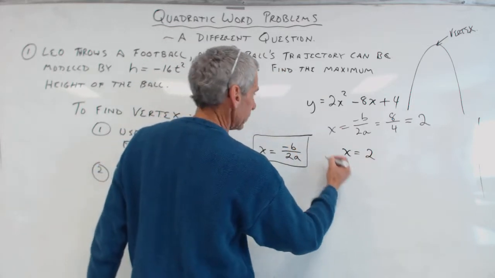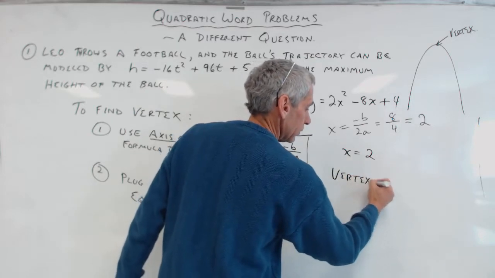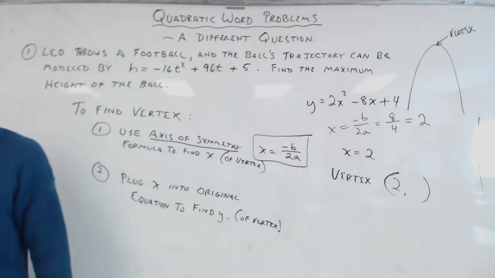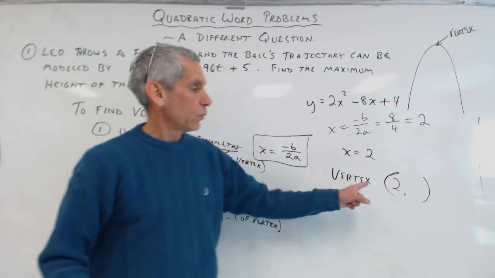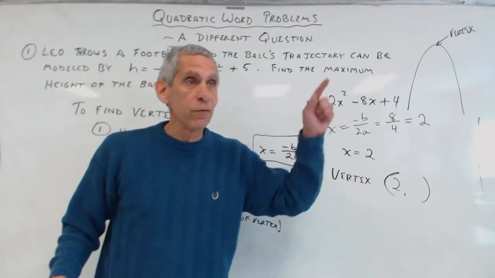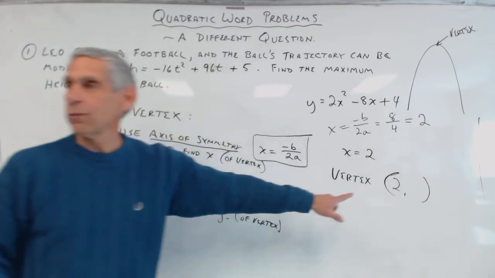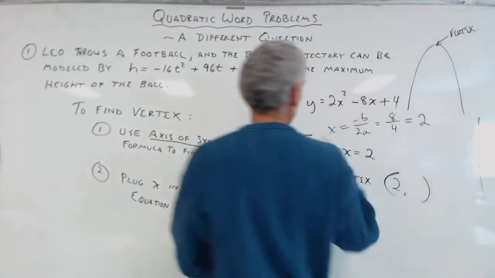So I know my vertex right now. My vertex is 2 comma something. Remember this when we were graphing? We had to find the vertex, right? So that we could go over 1, up 1, over 2, up 4. Remember that rule? We have to find our y. How do we find our y? Plug it in. Plug it in to the original equation.